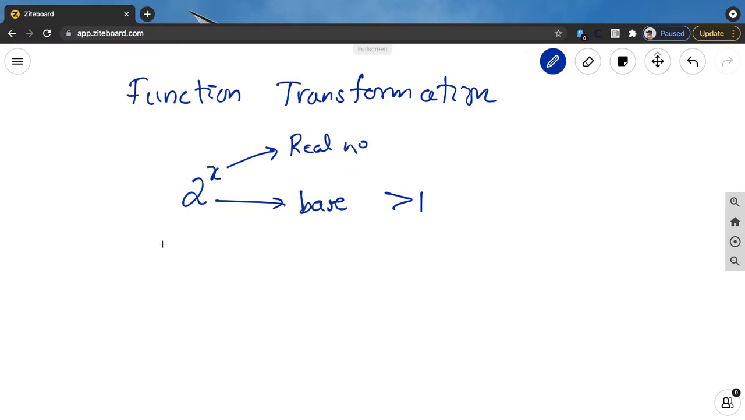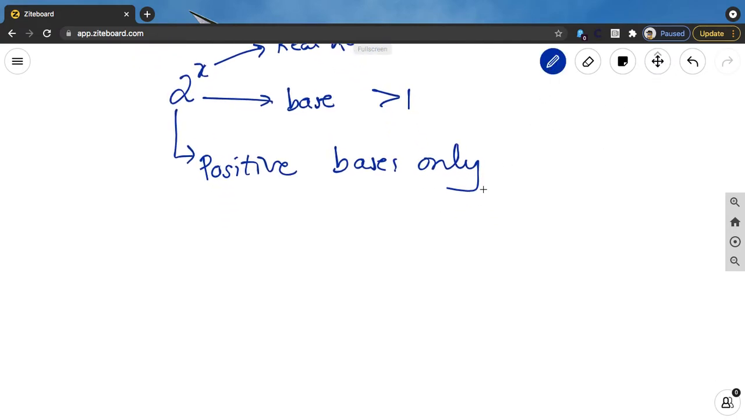We are going to look at only graphs with positive base. It can be a number less than 1 or greater than 1. 0 base doesn't make any sense because 0 raised to anything will be 0. So positive base only. And let us try to understand this graph.